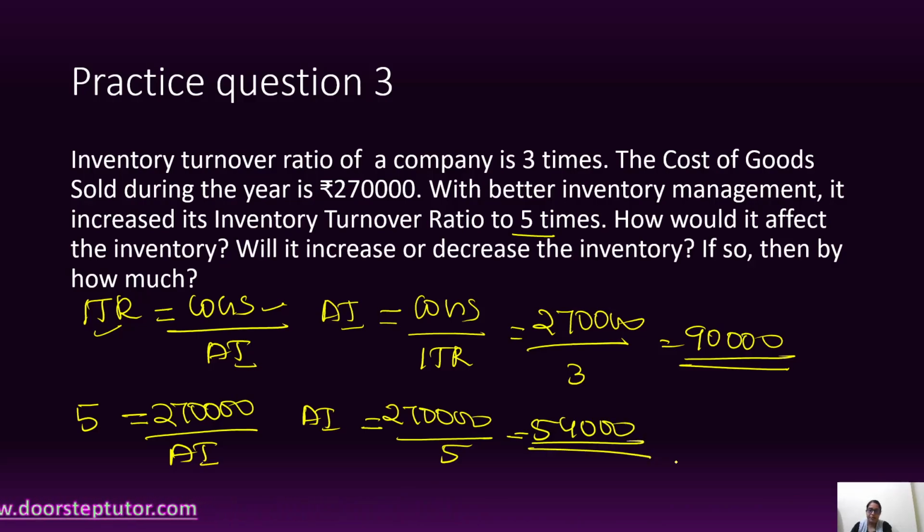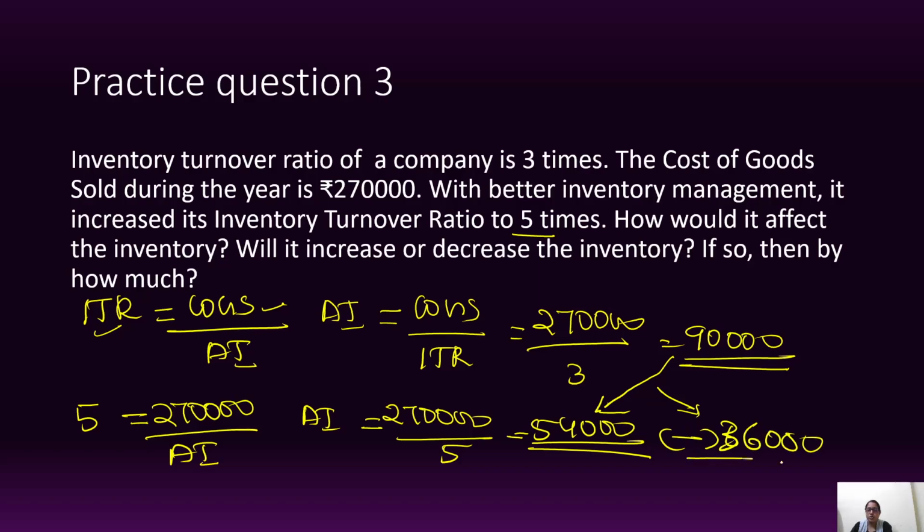and that would be 54,000. So what happened to the average inventory? 90,000 became 54,000. It decreased by 36,000 rupees. That is the change that happened to the inventory. It decreased by 36,000 rupees when the inventory turnover ratio increased.